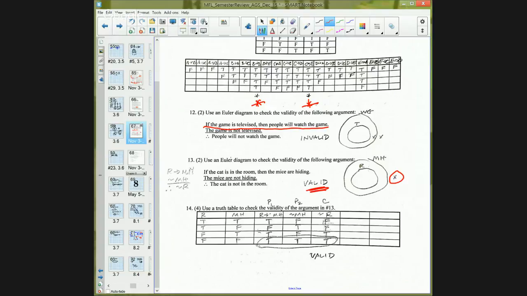And then 14 was the truth table version of the same argument. And again, by the way, if I do that on the exam, where I give you the same problem to be done both ways, once with the Euler diagram, once with the truth table, these two have to agree, don't they? Euler diagrams and truth tables always agree. I know I had some people who disagreed with themselves. They had one answer for one and a different one for the other. I don't know if I'll have time to ask you the double question like that.